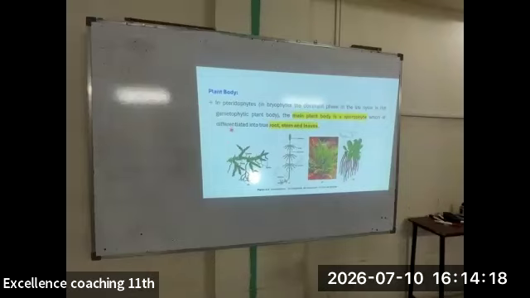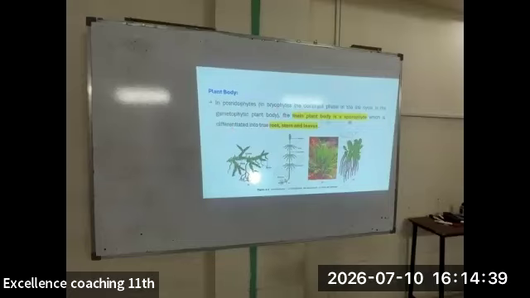You have a homework to do today: difference between bryophytes and pteridophytes. 10 points. One of the points can be examples. Total 10 points for difference between bryophytes and pteridophytes. You already have actually one here.